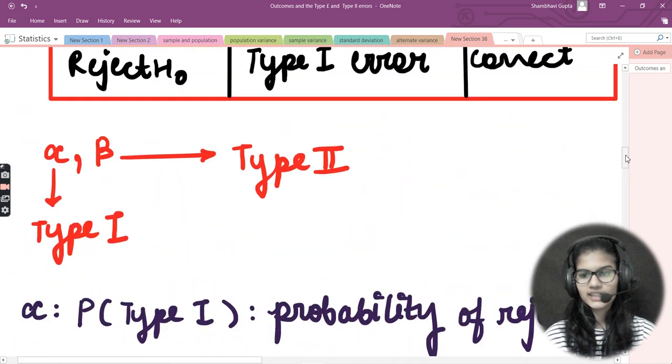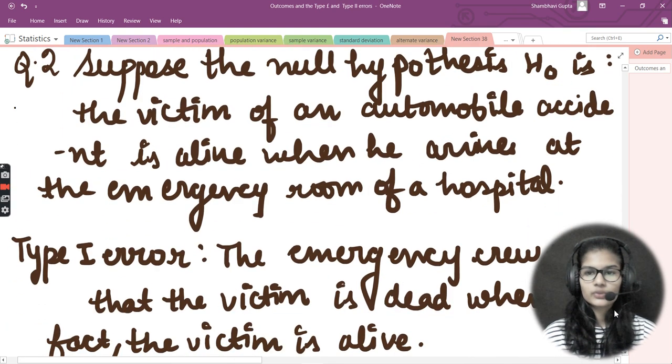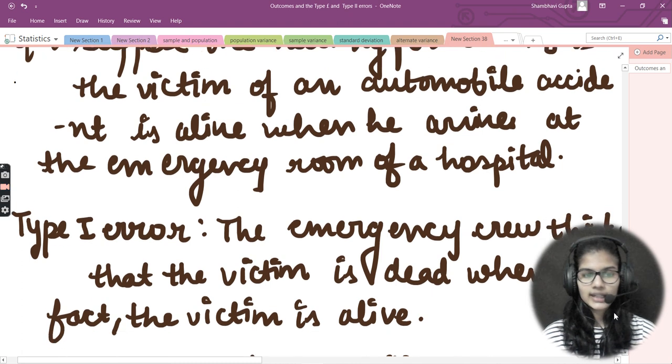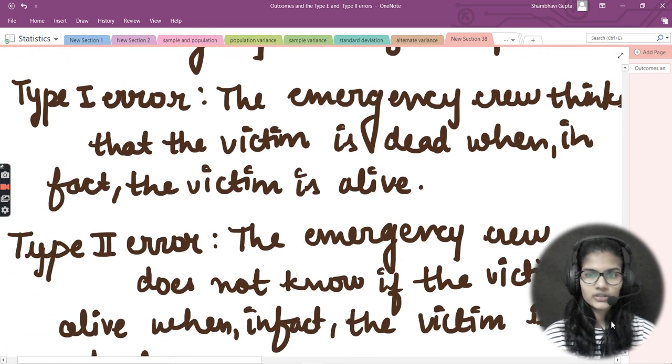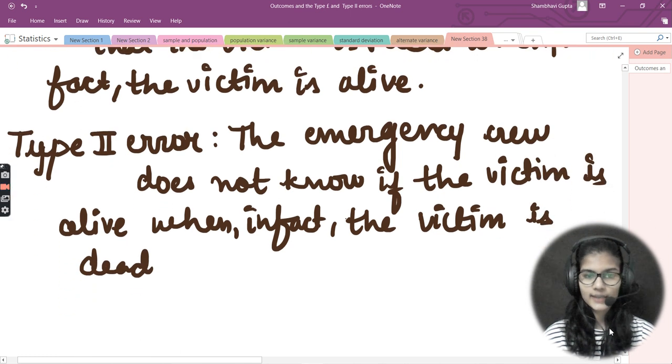Let me take this ruler here. So my question was that the null hypothesis H naught is that a victim of an automobile accident is alive when he arrives at the emergency room of a hospital. In that case, my type 1 error is that the emergency crew thinks that the victim is dead when in fact the victim is actually alive. Other than that, the second thing that comes is the type 2 error.